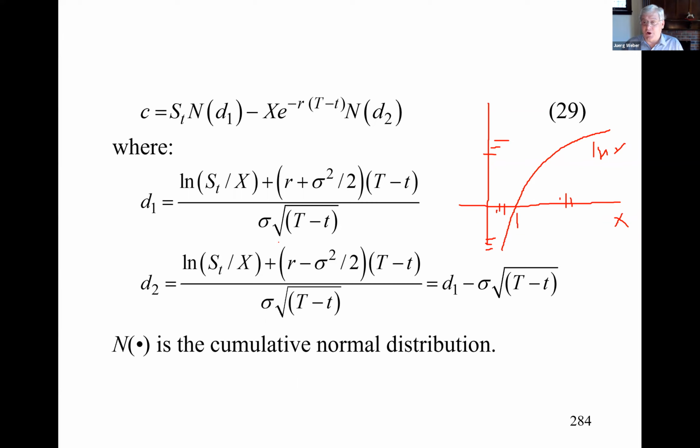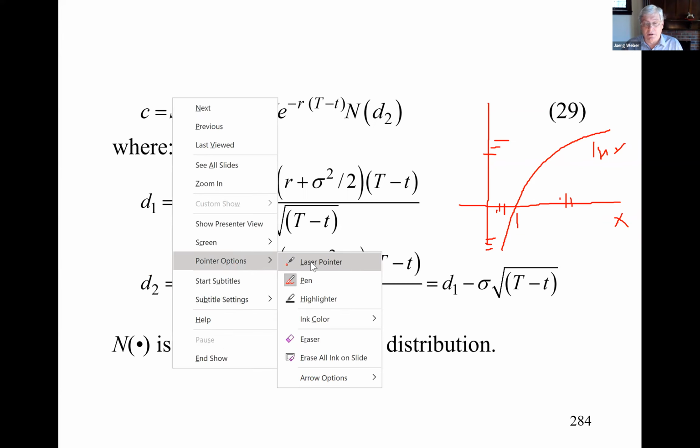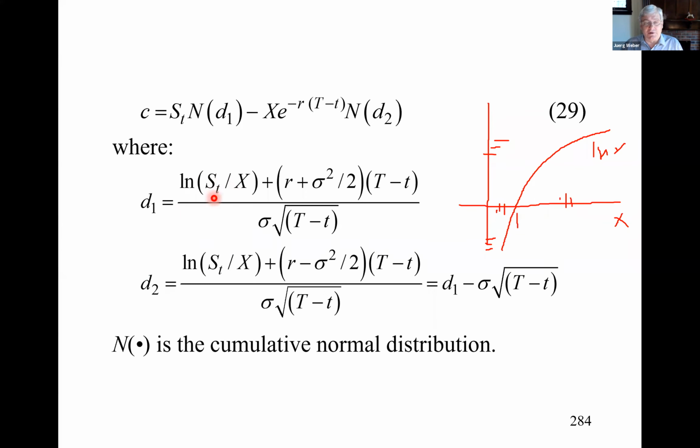So if the option is out of the money, so if S is less than X, then that's less than 1, and the logarithm will be a negative number. And if you divide this negative number by something that gets smaller and smaller as time moves toward the end, this approaches minus infinity, and the same thing here.